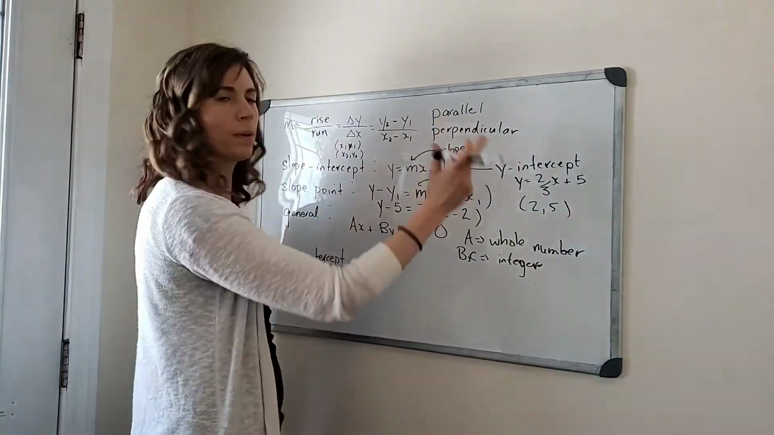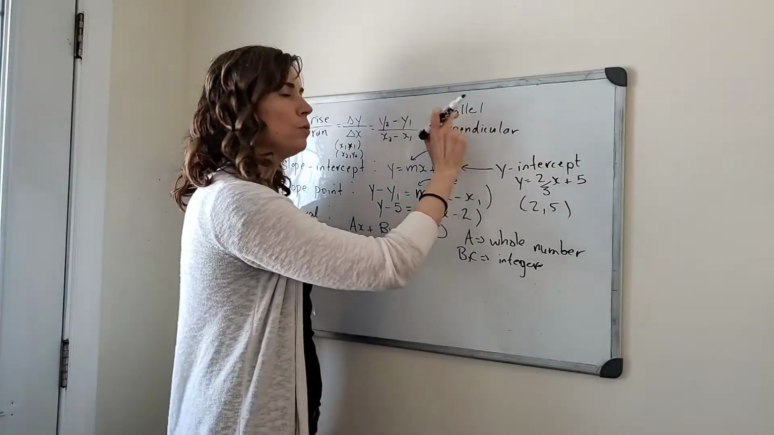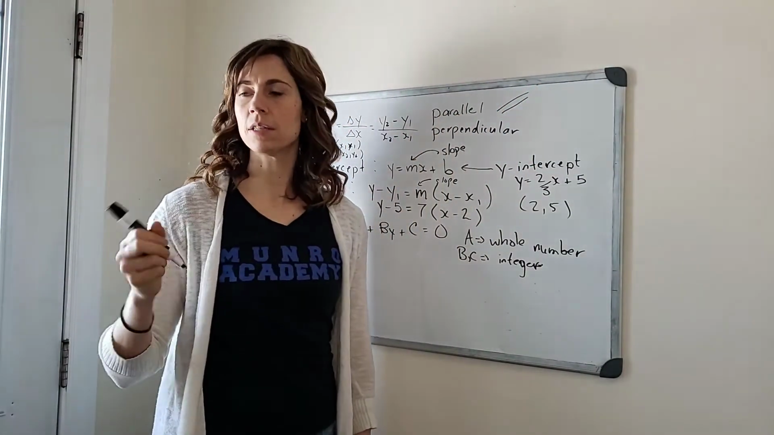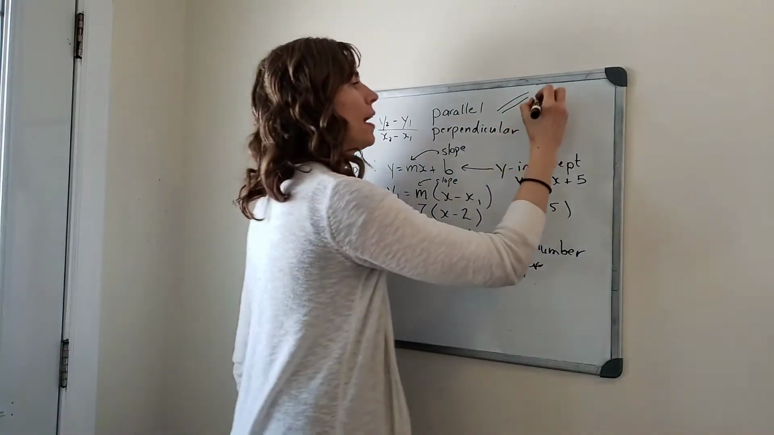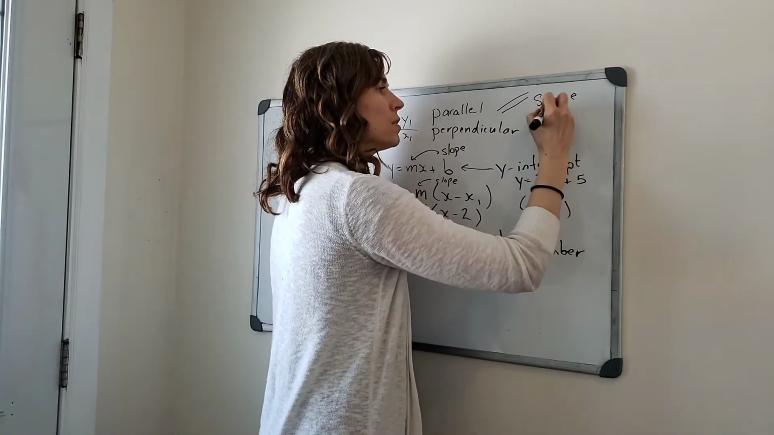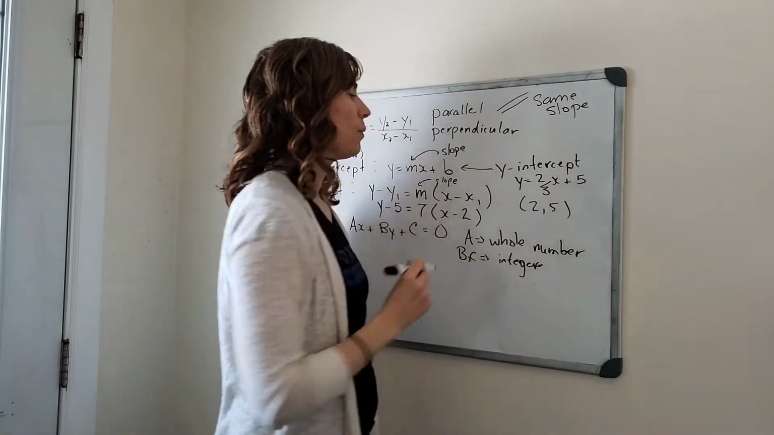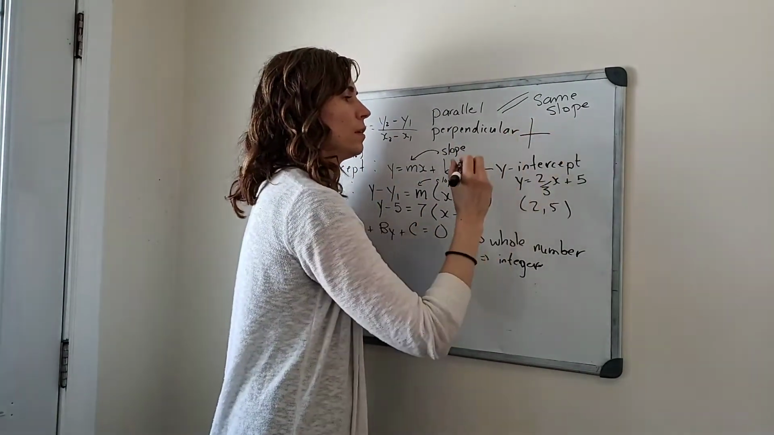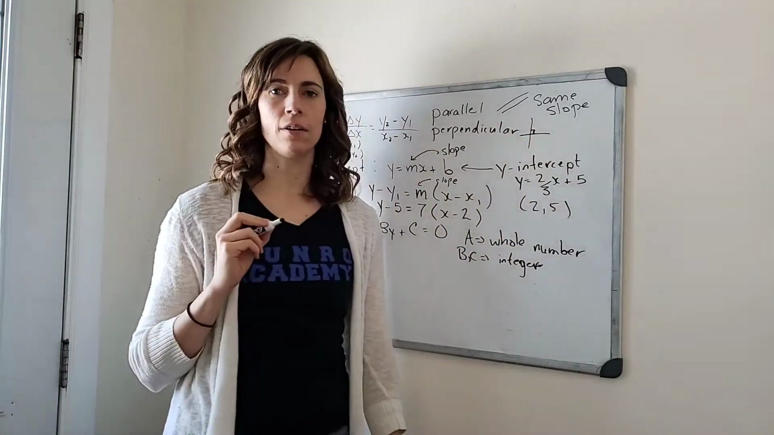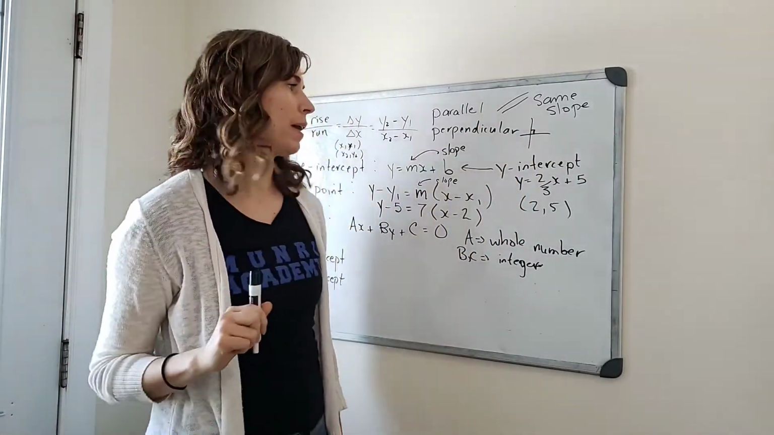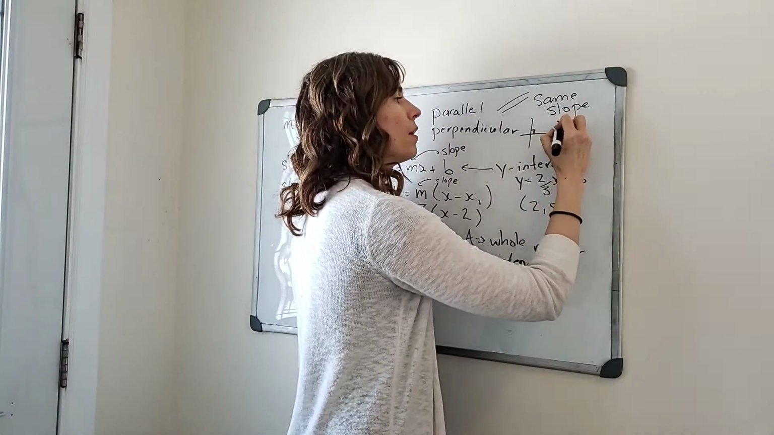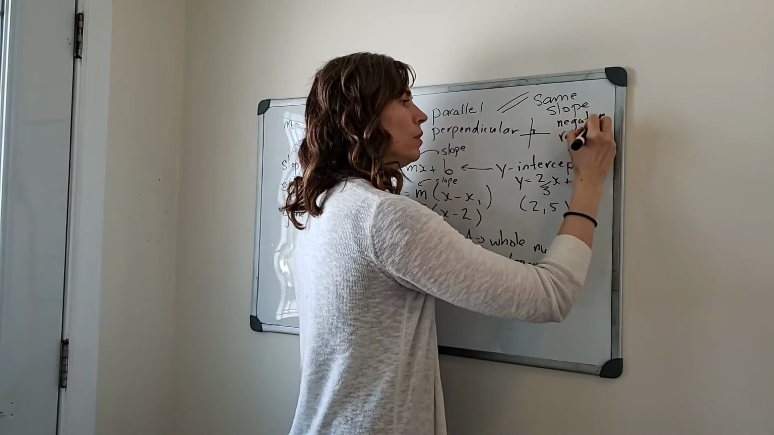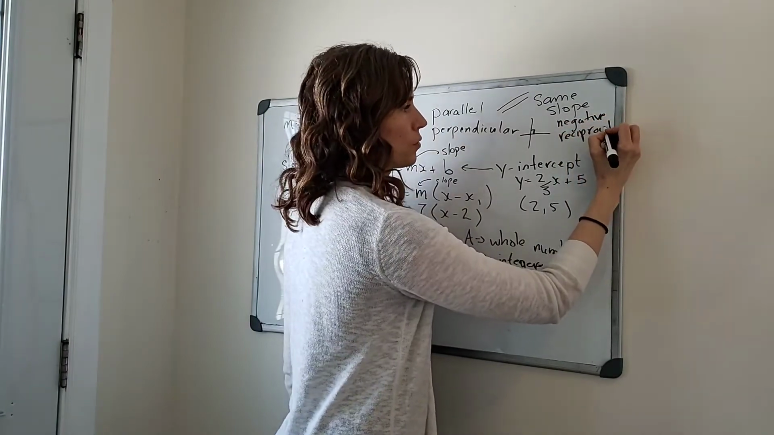Something as well, jumping back up to slope for a minute. If two lines are parallel, what do we know about them? Yes, Lucas. Very good. They have the same slope. Now what about perpendicular lines? I'll give you a little hint: they cross at a 90-degree angle. What do we know about them? Yes, Beth. That is right. The slopes are negative reciprocals of one another.